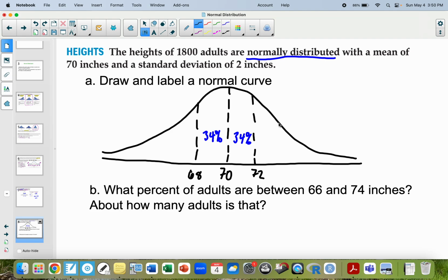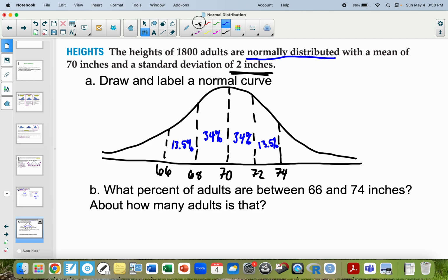Okay, then I'm going to go another standard deviation away. So my standard deviation is 2 inches. So I'm going to add another 2 to that. So I'd be at 74. And I'm going to go below as well. And so then I'd be at 66. Okay, this right here represents 13.5% of my data and 13.5% of my data.